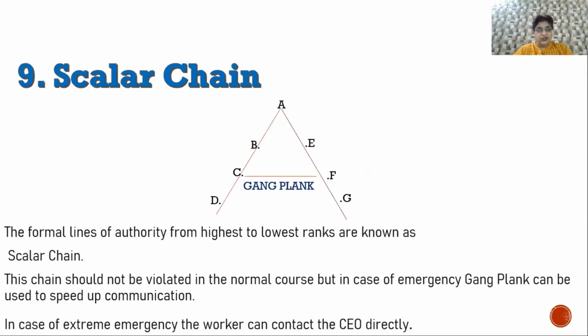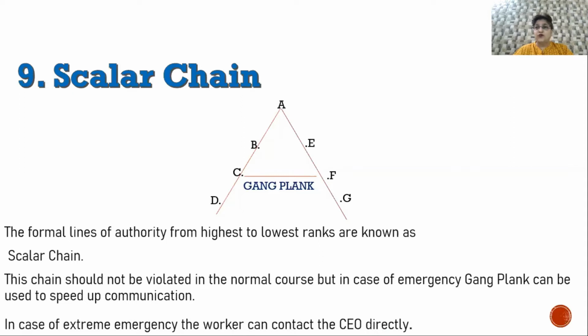Then comes scalar chain. Now, Fayol believed that there is a particular hierarchy and that needs to be followed. Now look at this diagram given here. If A needs to talk to D, then A will talk to B, B will talk to C, and C will talk to D. In that particular hierarchy, you cannot miss it. You talk to your superior, who will talk to his superior. Like that, the chain of hierarchy will follow. So the formal lines of authority is called scalar chain. And this is also called the chain of communication.